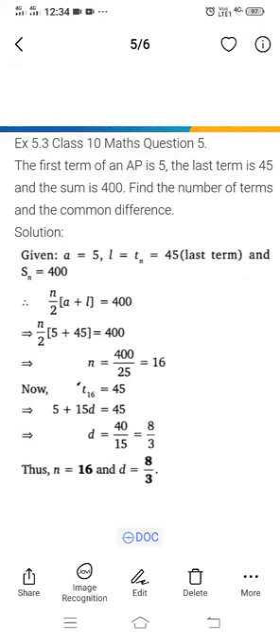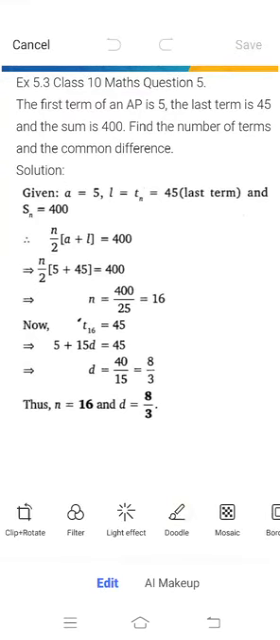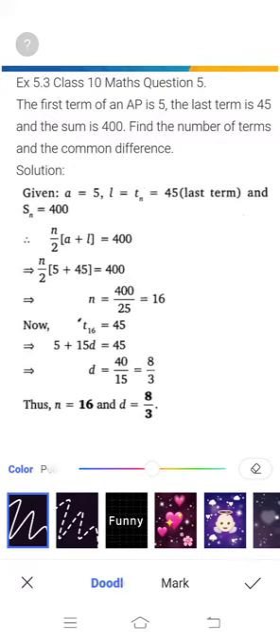Question number 5. The first term of an AP is 5 and the last term is 45. The sum is given as 400. Find the number of terms n and the common difference d.